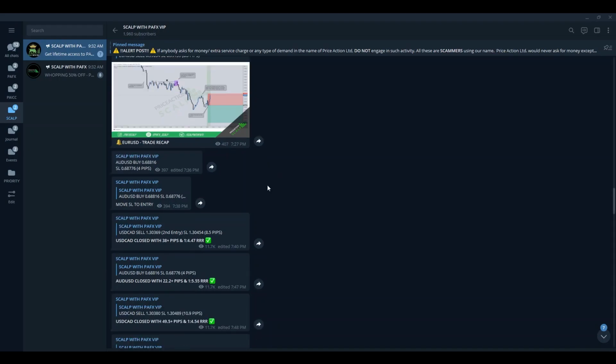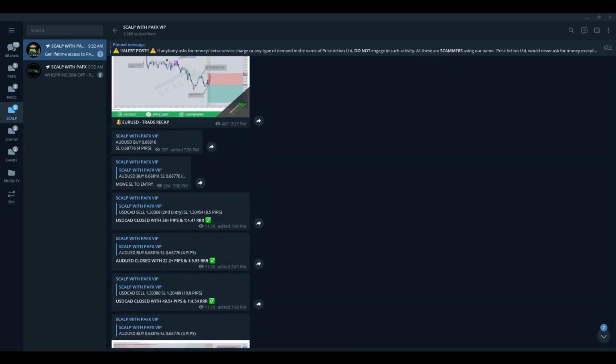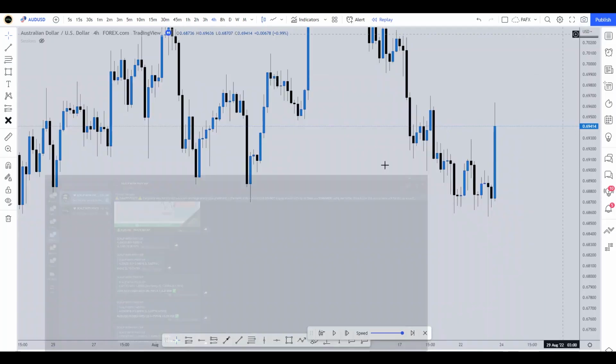AUDUSD, and with this trade we have gained 22.2 plus pips with a risk to reward of a massive 5.55 RRR, and due to the tight SL we were able to manage this kind of risk to reward ratio with a very small trade. So without any further ado, let's head into the charts.